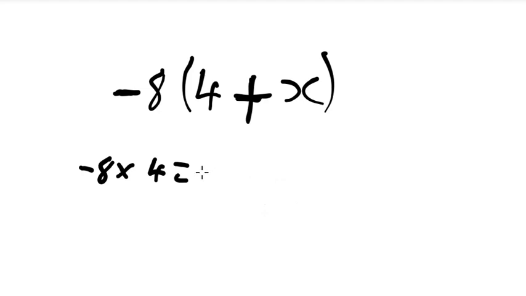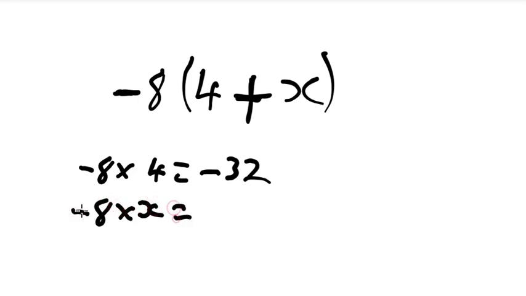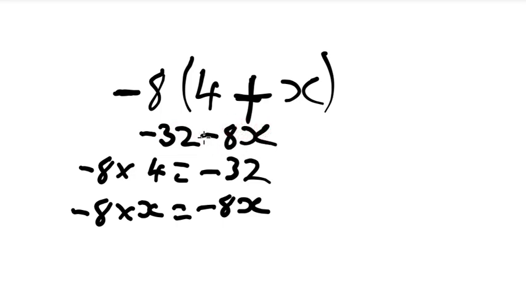Negative times a positive makes a negative. 8 4s are 32. Minus 8 times x, a positive x, so minus 8 times x. Negative times a positive makes a negative. 8 times x is 8x. Minus 8x. So this one would be minus 32 minus 8x. So we have a minus sign here, even though this is positive. This could be a positive when this is a negative as well, which is what we're going to look at next.